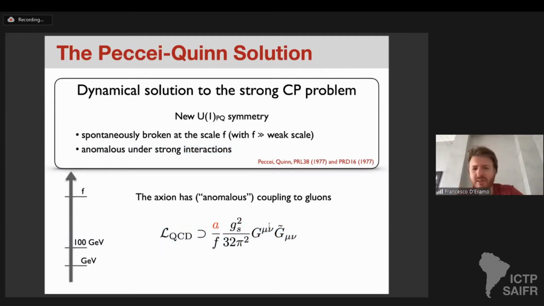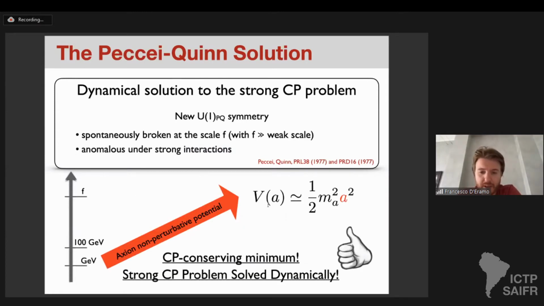There could also be other anomalies under other gauge groups. I will mention them later. So you could have a coupling with the W's, with the Z's, with the photons, or if you want, you can use the SU(2)×U(1) gauge bosons. But the requirement for the Peccei-Quinn mechanism to work is that you generate this coupling to gluons. Then you can generate, and you're likely to generate, also something else.